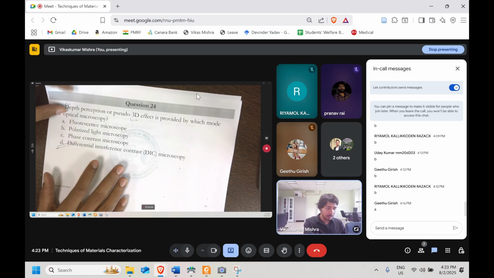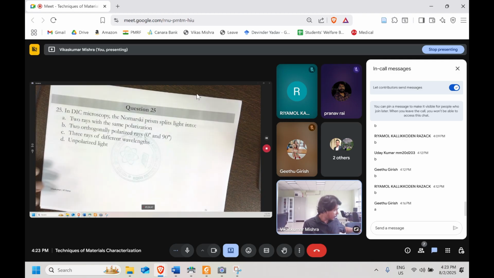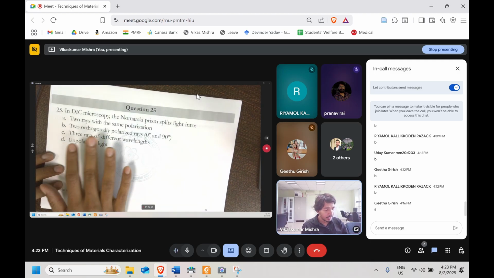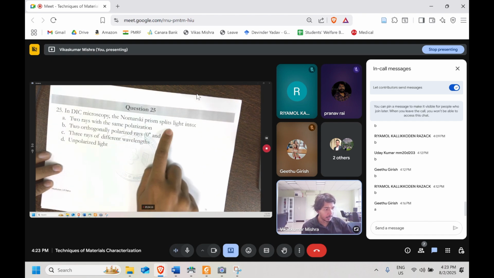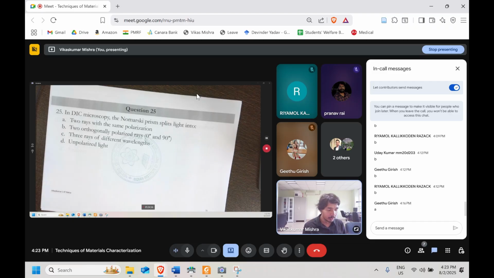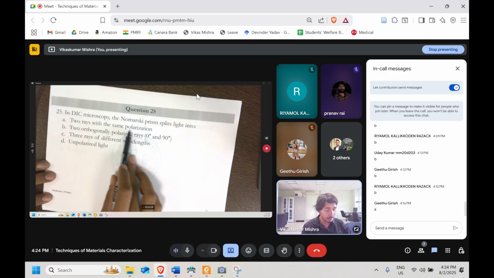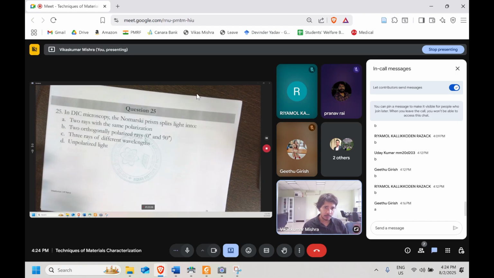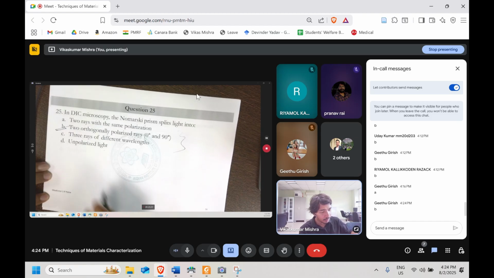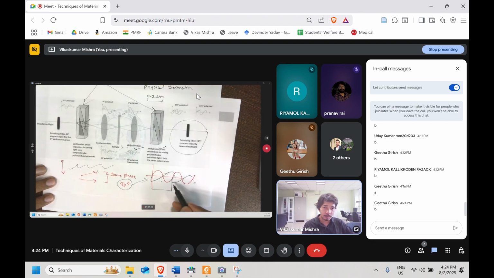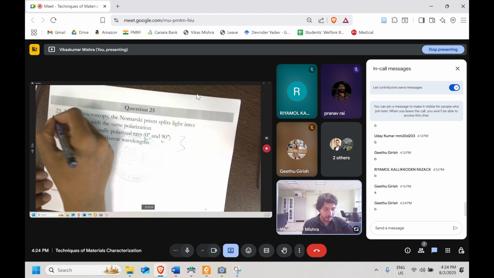See, in the exam also, in the assignment also, you will find similar types of questions. Let's see this. In a DIC microscope, the Nomarski prism splits light into: two rays with the same polarization, two orthogonally polarized rays, three rays of different wavelength, or unpolarized light. Now here it's a good question. What do you think? Among all these, which one is the right answer? Option B, right? Very good. So it's 0 degree and 90 degree we have talked about. They will be polarized in two different ways. So the right answer is option B.